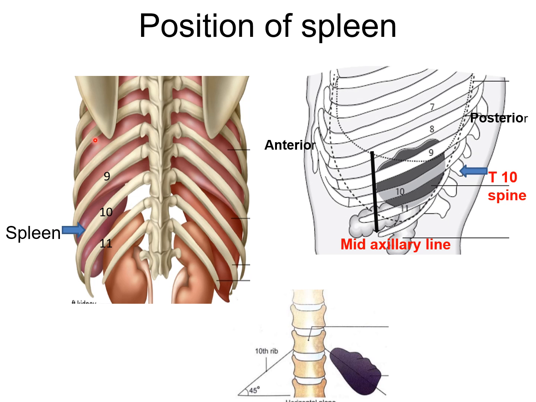This is the posterior view of the spleen and this is the anterior view and this is the lateral view of the spleen. Here you can clearly see that the spleen lies opposite to 9th, 10th and 11th ribs. The long axis of the spleen is lying downwards, forwards and laterally. The long axis of spleen is parallel to that of 10th rib and the anterior end of the spleen is reaching up to mid-axillary line and the posterior end is lying 5 cm in front of T10 spine.